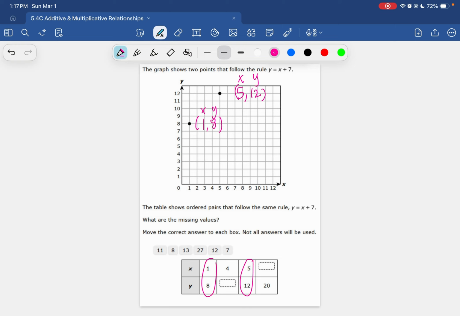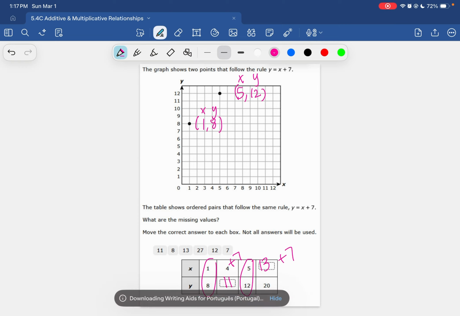A lot of times students don't make the connection that the table is just coming from ordered pairs from a graph. Now, lucky for us, they already gave us the rules, so all we have to do is add 7 to our input or our x values to get my y, which is our output values. Okay, 4 plus 7 is 11. Add 7 to 13, and you get 20.